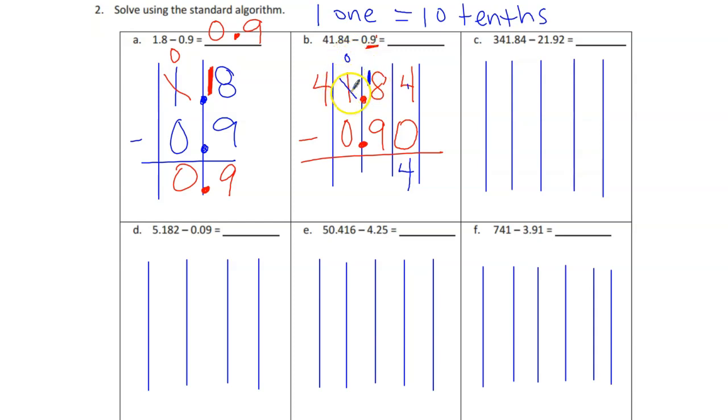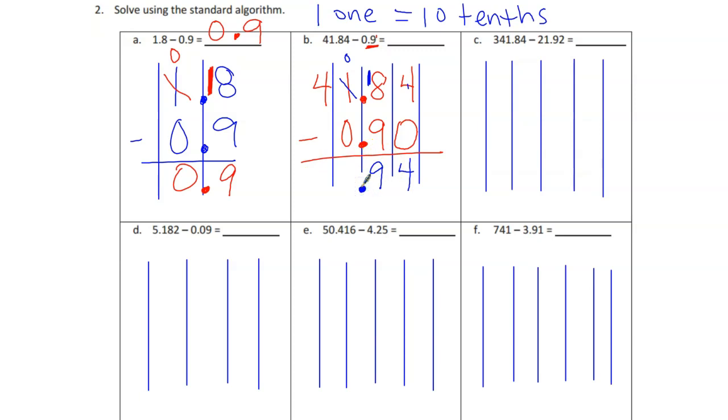So I crossed this one out. I renamed it. Now I have 0 ones. I took that 1 and changed it into 10 tenths. I put the 10 next to the 8 because we already had 8 tenths. So now 8 tenths plus 10 tenths gives me 18 tenths here. So now I say 18 tenths minus 9 tenths. Once again, that's going to be 9 tenths.